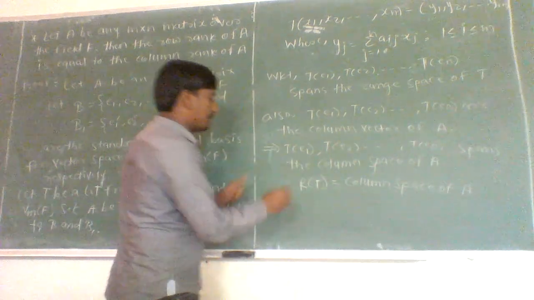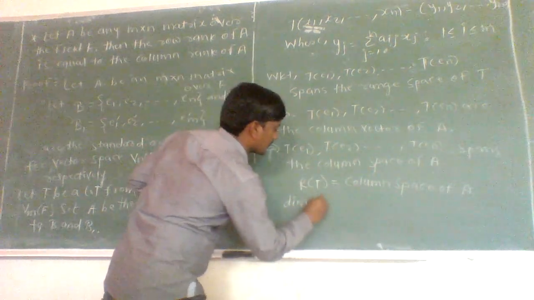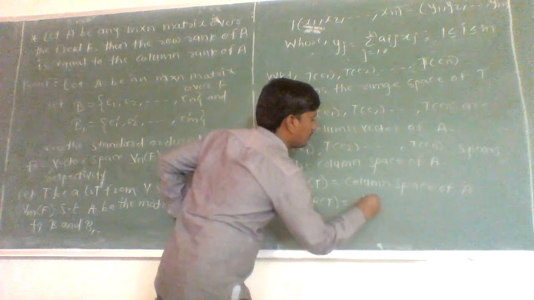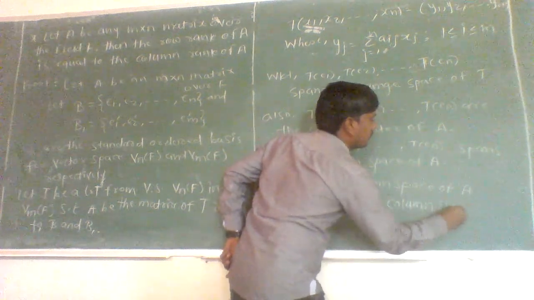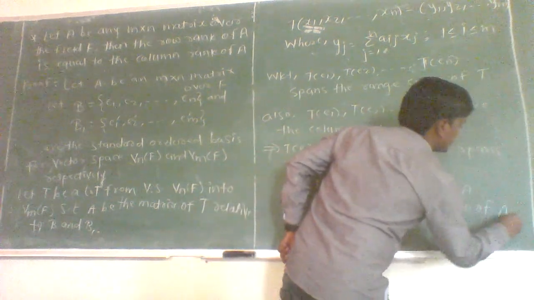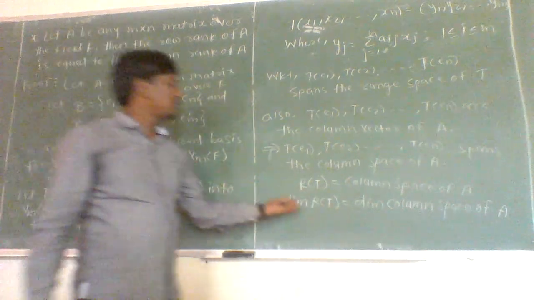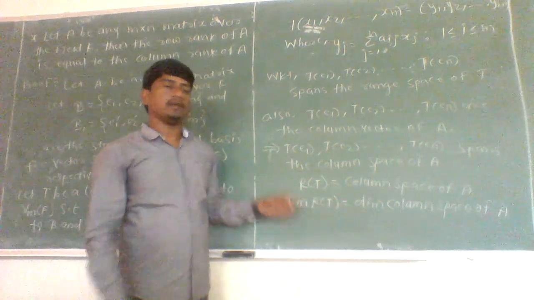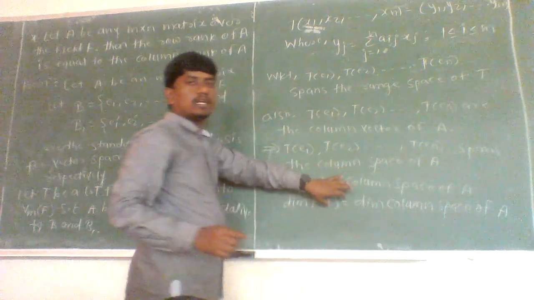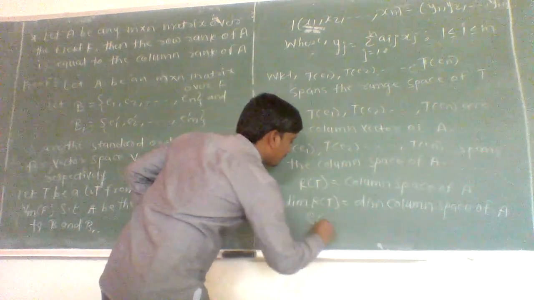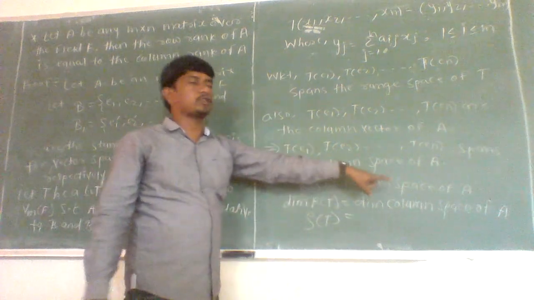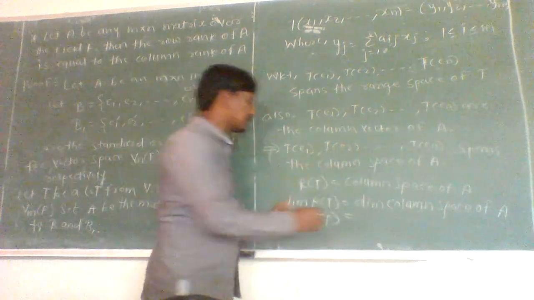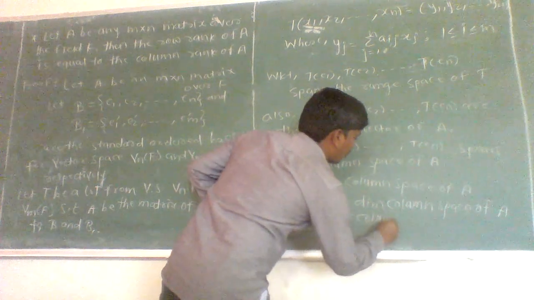Now, the dimension of the range space of T is equal to the dimension of the column space of matrix A. Now, the dimension of the range space of T is nothing but the rank of the linear transformation T. So it is the rank of T, which is equal to the dimension of the column space of A, and according to the definition of column rank, the dimension of the column space of A is nothing but the column rank of matrix A.